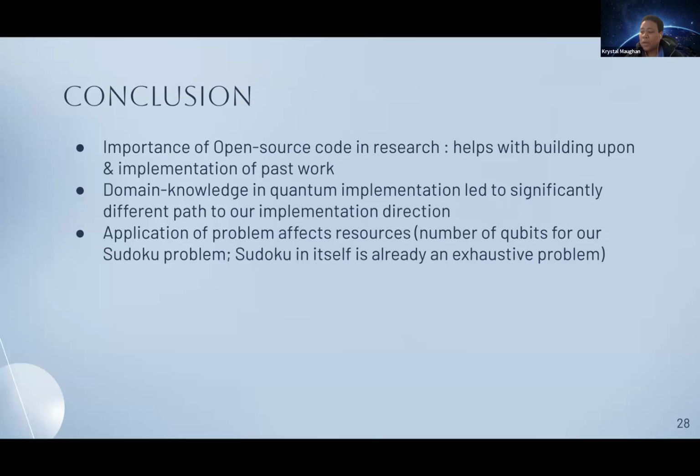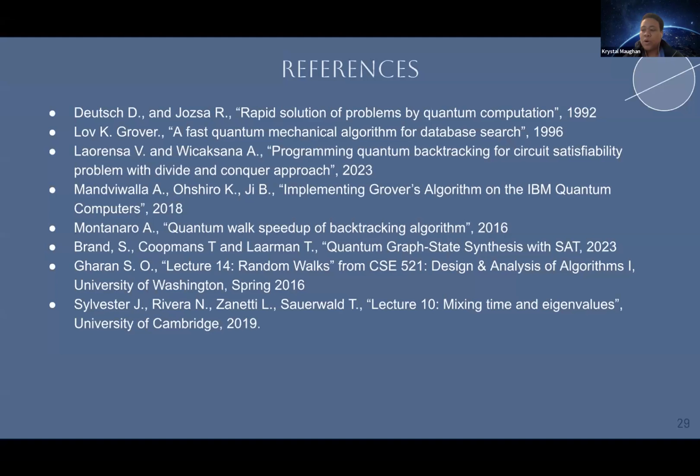And finally, the application of our problem affects resources. Sudoku itself is an exhaustive problem. So can we optimize the number of qubits used when our final implementation is up and running? And this is something, given I spent a fair amount of time working with SAT solvers, once we get the implementation, maybe we could tweak our constraints.